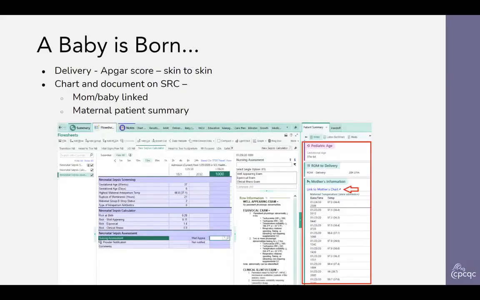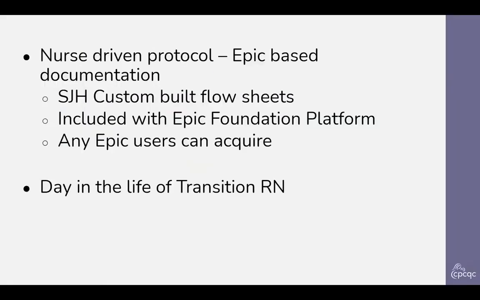So again, it's Epic-based. It is an Epic-based documentation system that we used. And we built the custom flow sheets initially because it didn't exist in Epic. But since then, the Epic Foundation platform does include the sepsis risk calculator in the flow sheets. And so for those of you familiar with flow sheets and use in Epic, you can acquire that. So now we can proceed to my next slide.